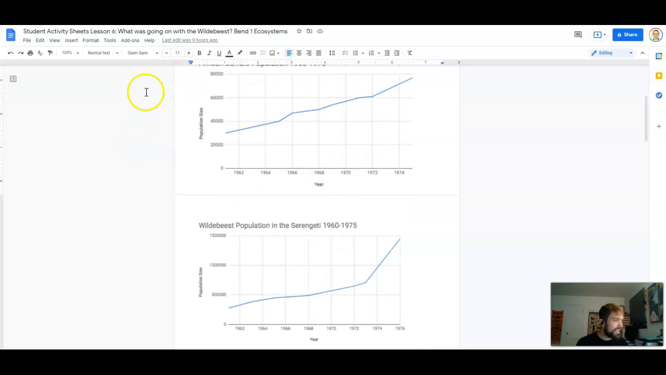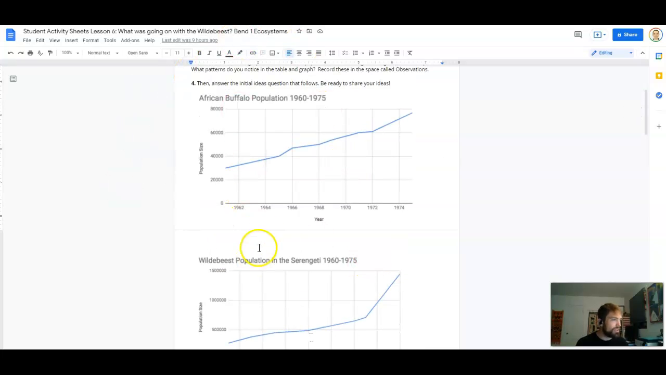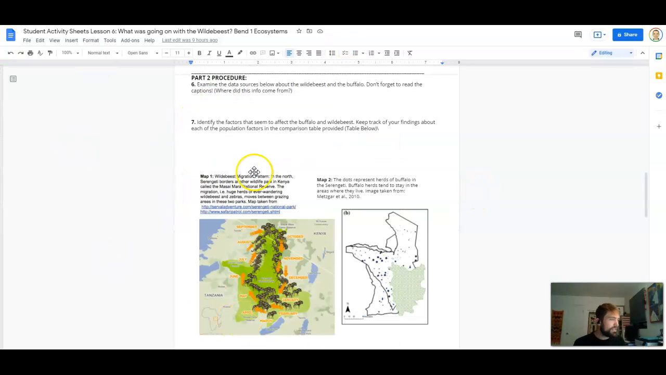So just everything that you notice, and you can please work with a partner to talk about what do you notice, the similarities and differences between the African buffalo population and the wildebeest population in the Serengeti. Okay? What are some similarities in the two graphs? What are some differences in the two graphs? What patterns do you notice in the buffalo graph after rinderpest? What patterns do you notice in the wildebeest graph after rinderpest? So go ahead and mark when the rinderpest happened and make note of that as well. Okay, and so when you're done with that, we're going to be on part 2 now.